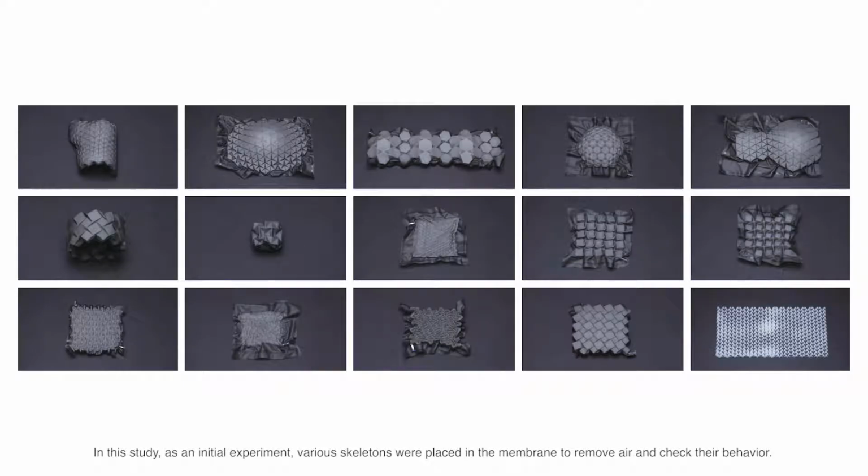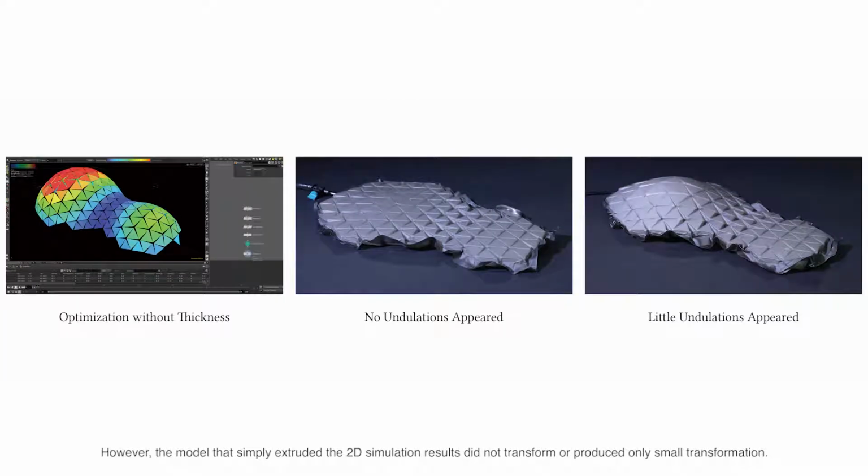In this study, as an initial experiment, various skeletons were placed in a membrane to remove air and check their behavior. In this context, I saw that the Auxetic pattern could change its shape by controlling the size of the triangles. However, the model that simply extruded the 2D simulation results did not transform or produced only small transformation. Therefore, we needed to simulate a 3D geometry with thickness in kirigami.